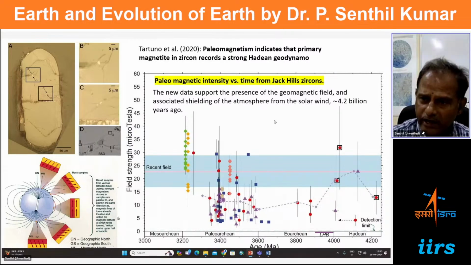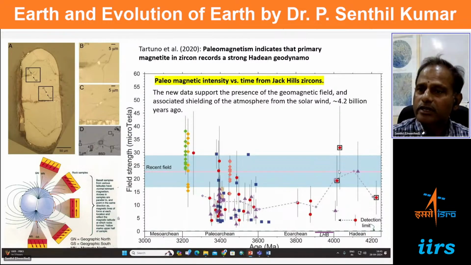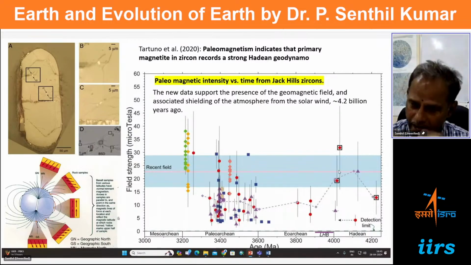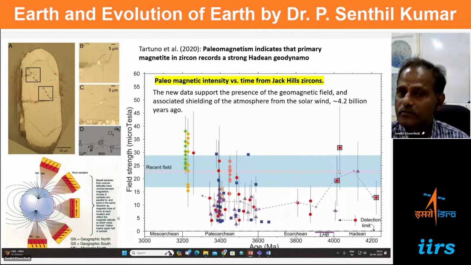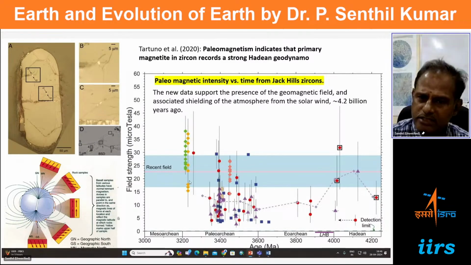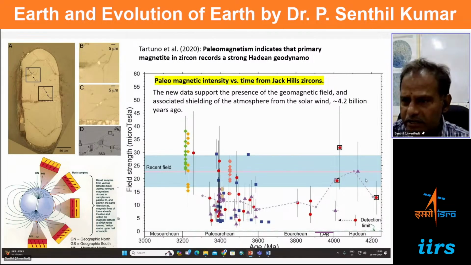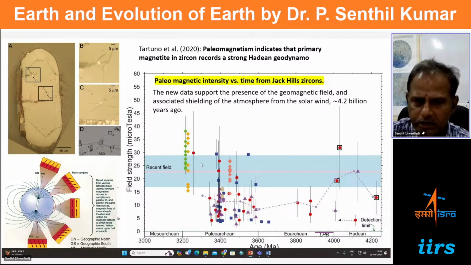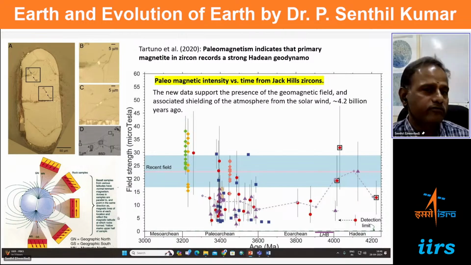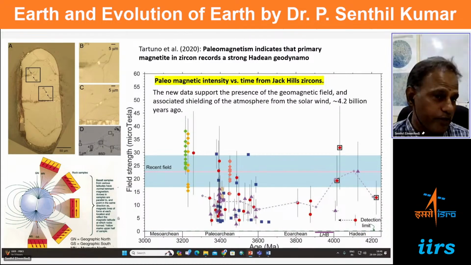So they found that these magnetite minerals inside zircon showed that Earth had a magnetic field at that time. Other zircon grains also provided evidence that the magnetic field formed about 4.4 billion years ago, and it almost continued up to 3,200 million years ago. This is a very, very important finding because you need a magnetic field to protect life on Earth. You know how important it is.